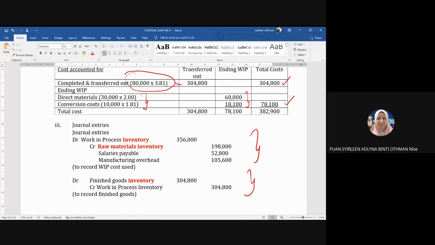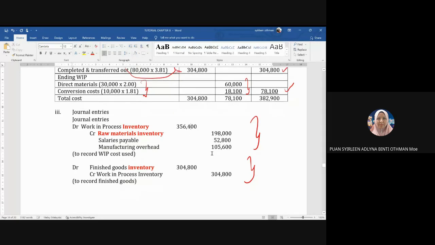Okay, ada apa-apa nak tanya? Untuk question 7, Madam, jumlah WIP is 356,400. Ya kah? Oh ya. Yes, thank you. Okay. Lagi? Ada apa-apa? The rest okay ya? Alright, thank you.